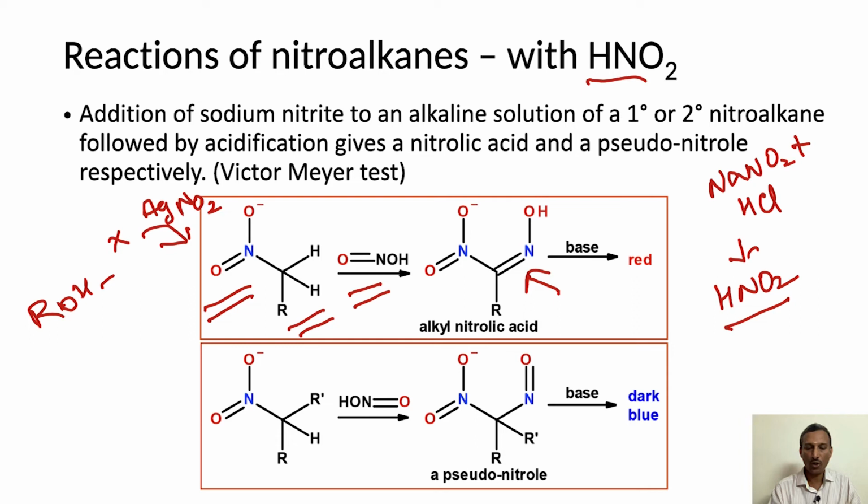nitro compound, and that leads to the alkyl nitrolic acid in the case of primary nitroalkanes, and when this is treated with a base, we end up with the red color. And if it is a secondary nitroalkane, the same reaction gives pseudo-nitrol, and this pseudo-nitrol gives a dark blue color. So this is how the primary and the secondary nitroalkanes are differentiated by the Victor-Meyer test.